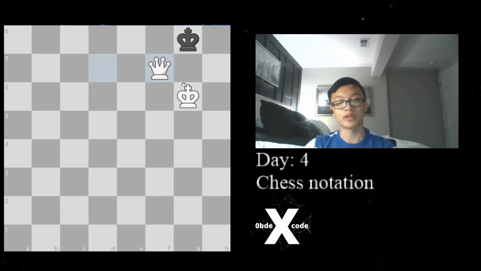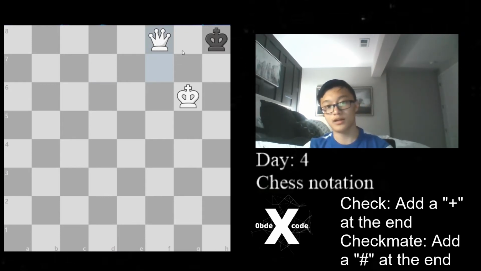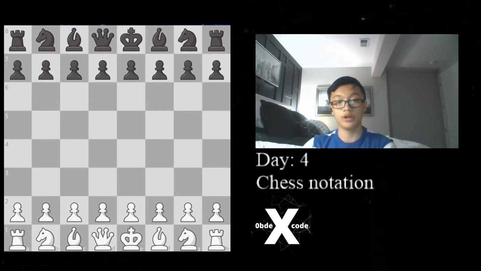So remember, this is Q. Like in those two examples, this is Qf7, and it's in check, so we put a plus sign at the end. This is Qf8 because the queen moved to f8, and it's checkmate, so we put a hashtag symbol at the end. So yeah, that's pretty much it on checks and checkmate.